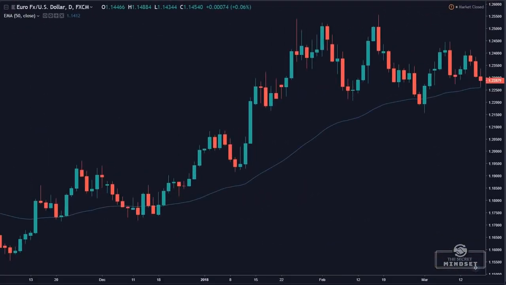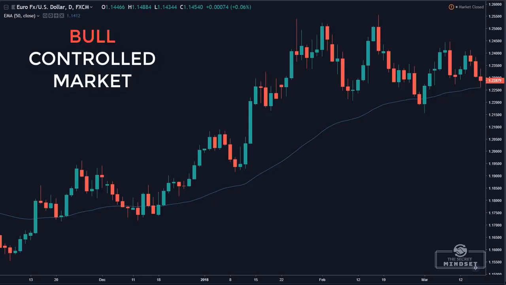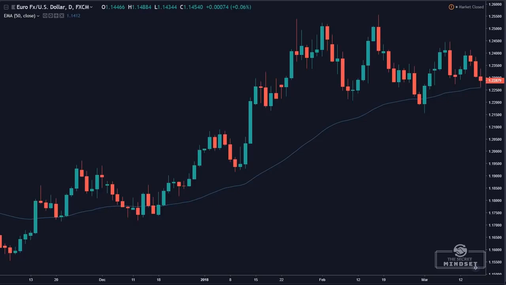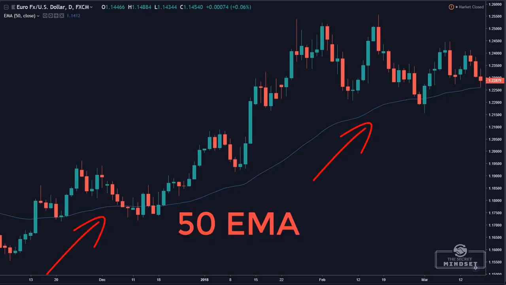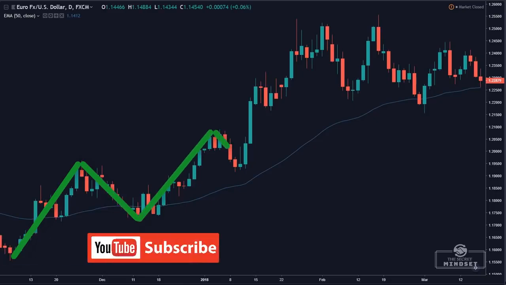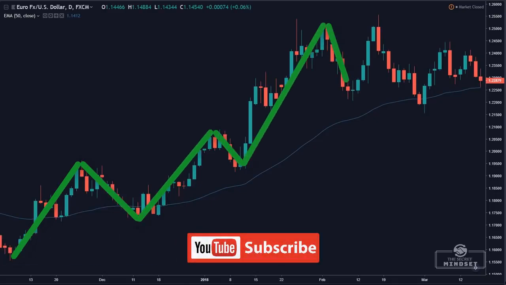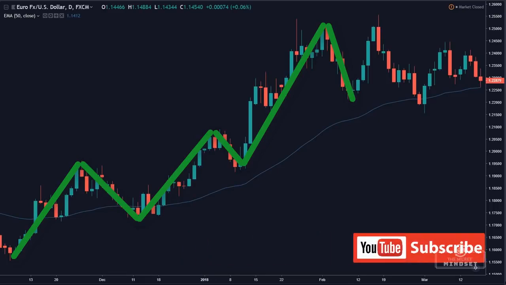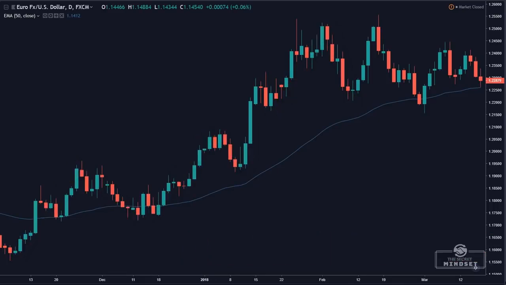Now that we know what to look at when we are analyzing a chart, let's take a couple of examples. Here's a bull control market on the EUR/USD on a daily chart. For a better overview, we added a 50-period exponential moving average to gain a better perspective on the market. Once the price action started to move in higher highs and higher lows, and the price stabilized above the moving average, the bulls took control of the market.